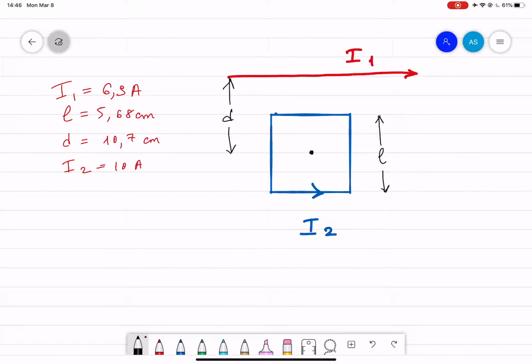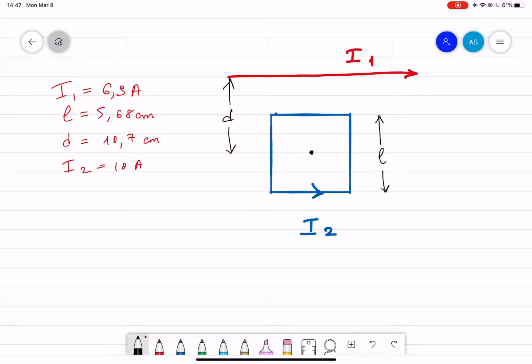In the figure below, the long straight wire carries a current of 6.9 amperes. Find the magnitude of the net force on the rigid square loop of wire of side L equals 5.68 centimeters. The center of the loop is 10.7 centimeters from the wire, and the loop carries a current of 10 amperes.